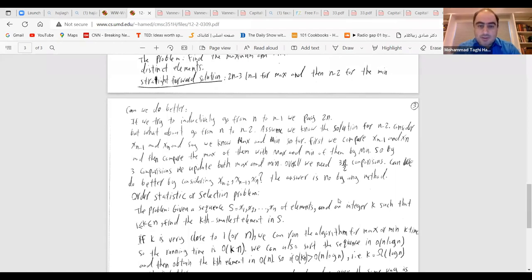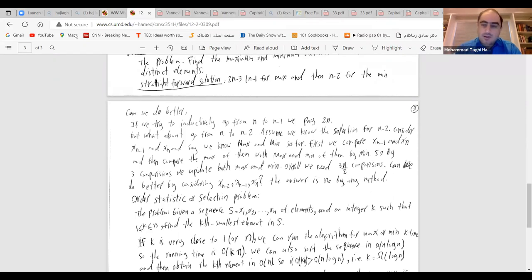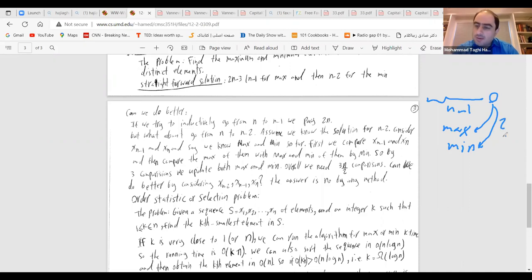So let's try to do induction. Let's say we have the max and min so far of n minus one elements, and this is the last element. You need to compare this new element with the max to see who is the max, and you need to compare it with the min. So you need two more comparisons here. Correct? And it seems that the order would still be 2n or 2n minus 1 or 2n minus 2 or something like this. So that does not help us.